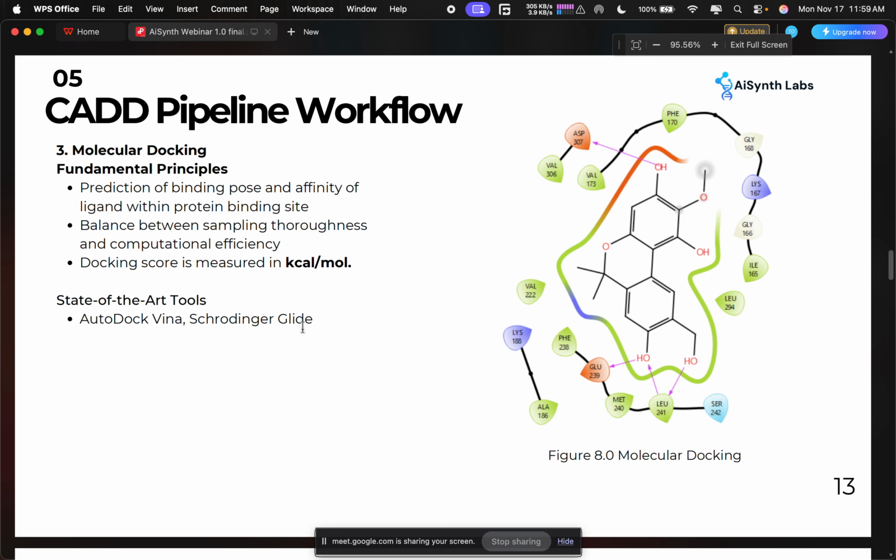a key doesn't fit into a lock well, it won't be able to open that lock. And it's how well it fits into that lock that determines how easy it will be to open that lock, basically. So that's the same thing for a drug. If it doesn't dock on the target protein properly, it won't elicit the activity that we would want it to elicit. It won't be as potent as we would want it to be.